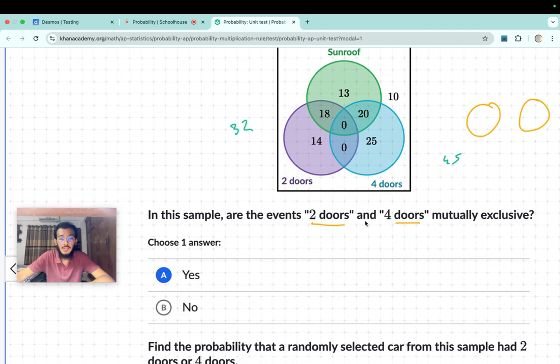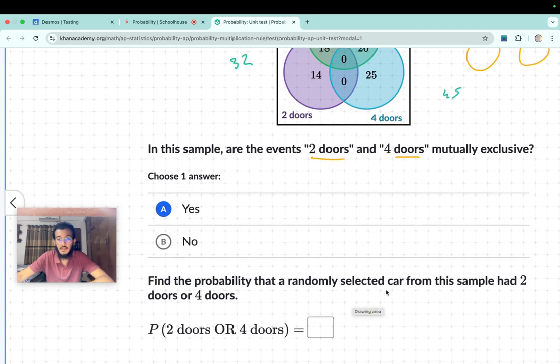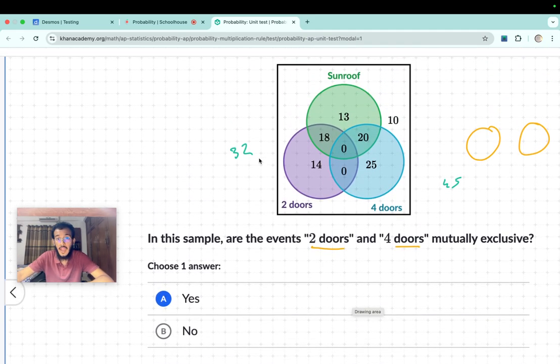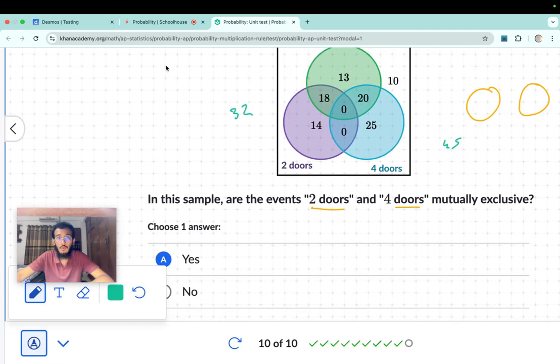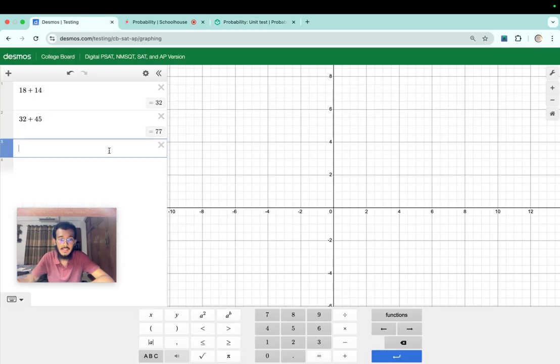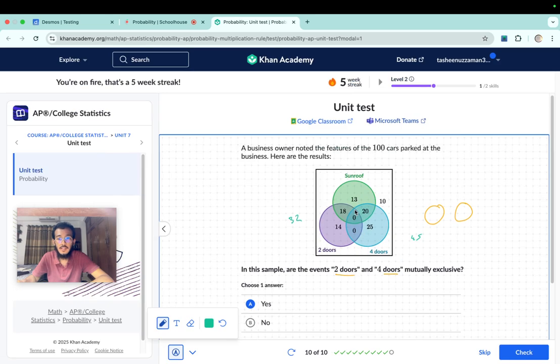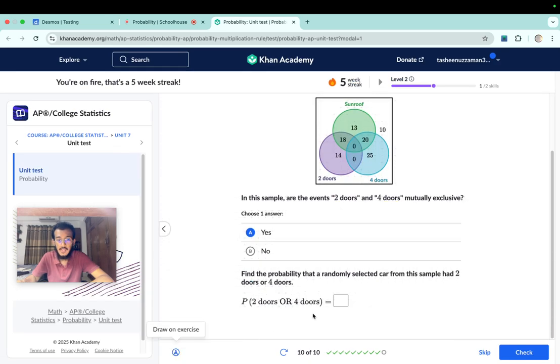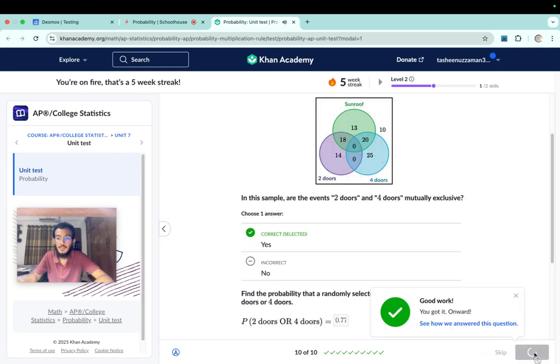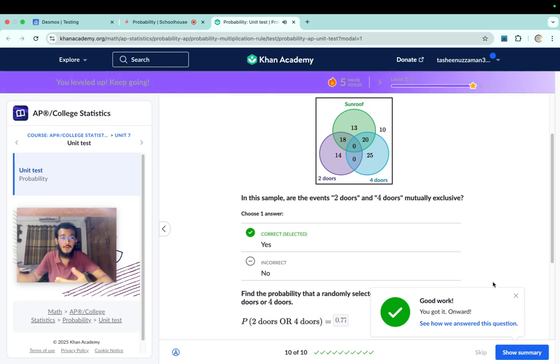What is the probability that a randomly selected car had two doors or four doors? We have to add because it's or. So we have 77 divided by the total, which is 100, 0.77. So 0.77 is the answer. There you go.